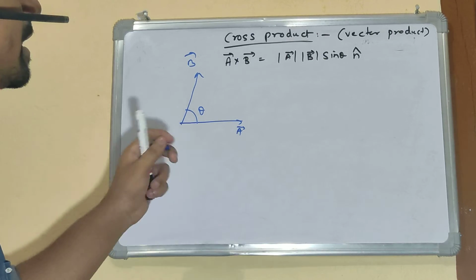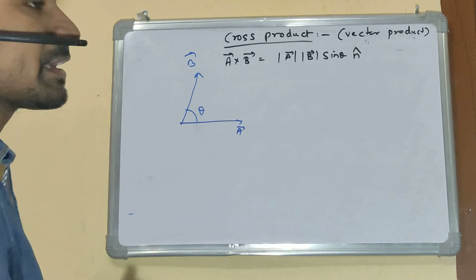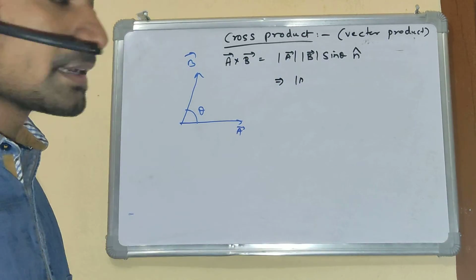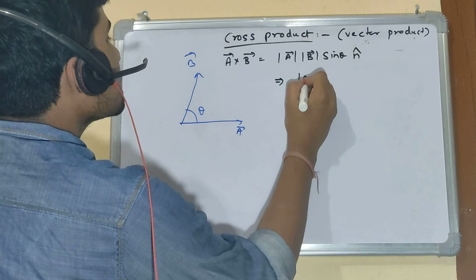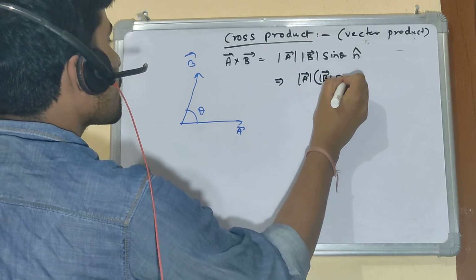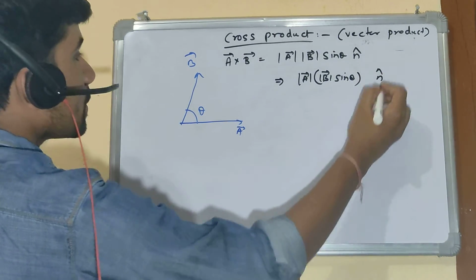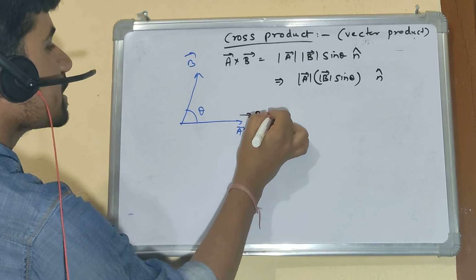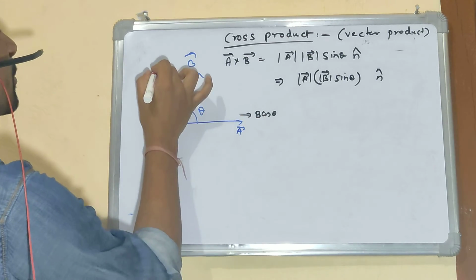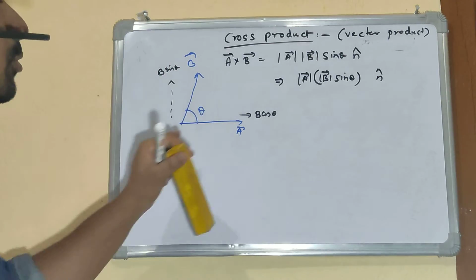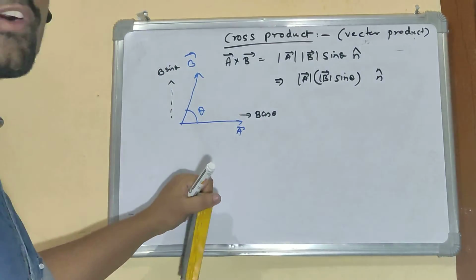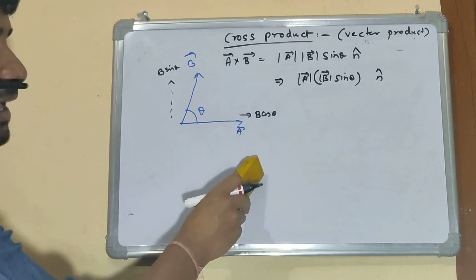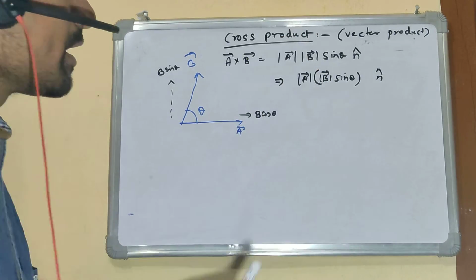So this basically means if I rearrange it, can I write it like this? A vector into B sine theta and n cap. So this is a component of B. The component of B parallel to A will be B cos theta, and perpendicular to A will be B sine theta. So in dot product, we talked about the component of B which is overlapping with A, right? But here we are multiplying by the component of B which is perpendicular to A, and the result is a vector quantity. So we have n cap also.